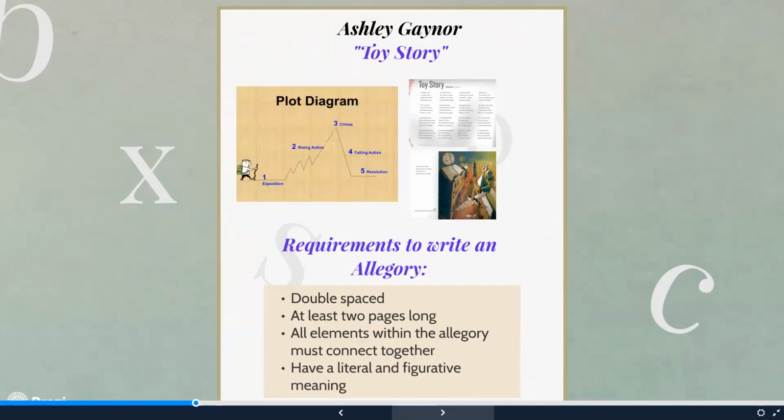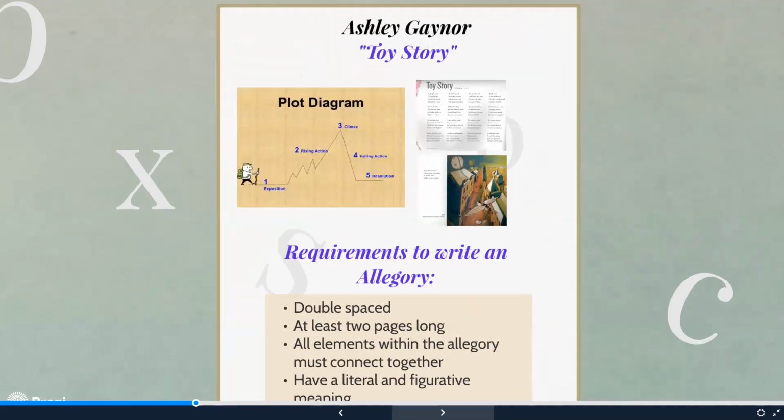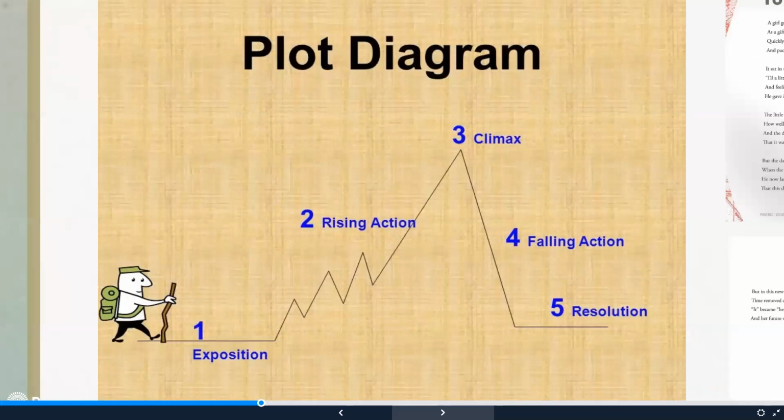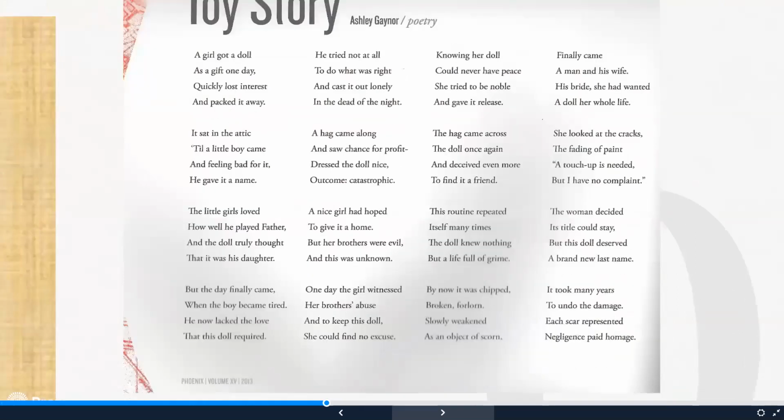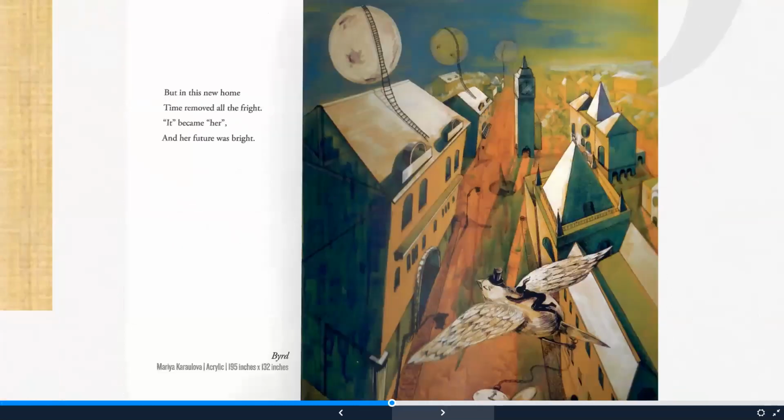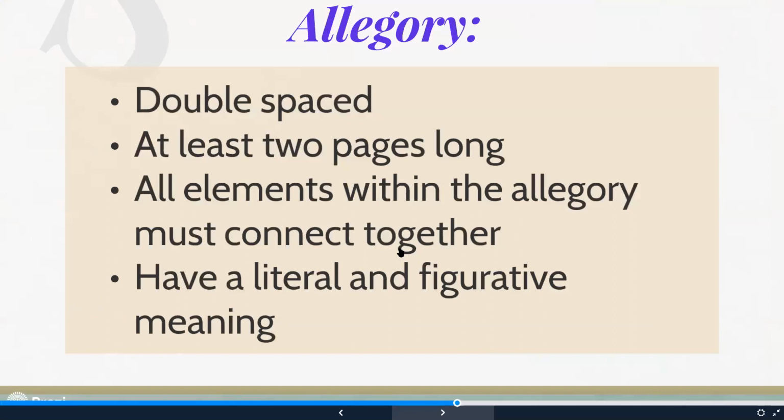So here, for example, let's look at this Toy Story poem. This is the plot diagram. And then this is the poem by Ashley Gaynor. Here, the structure is double-spaced, at least 2 pages long. All elements within the allegory must connect together and have a literal and figurative meaning.